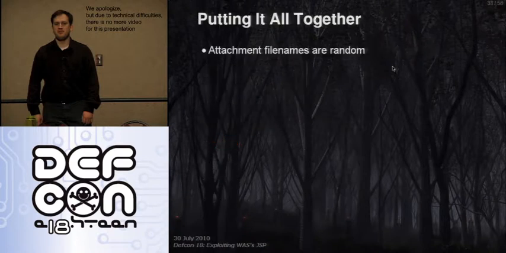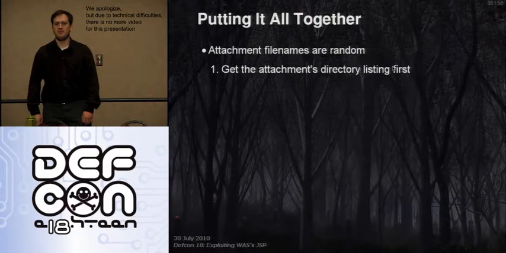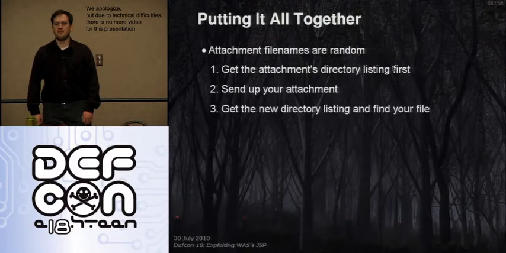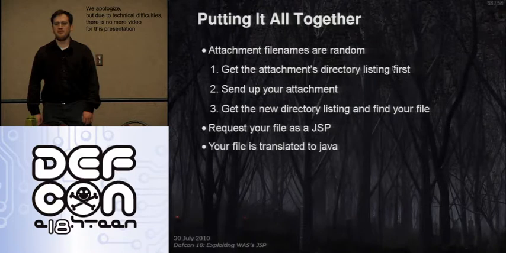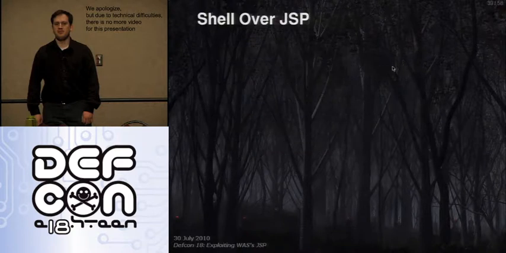First, the attachment file names are fairly random. And the first thing we have to do to actually exploit this is connect to WAS, use the JSP bug to figure out what's currently in the attachments directory. Baseline that, then we send up our attachment as a SOAP fault. Then we get a directory listing after that, find the JSP file we put in there, and request it as a JSP. At which point, the file is transferred to Java, filed, and run, which means we've achieved remote code execution on WAS.